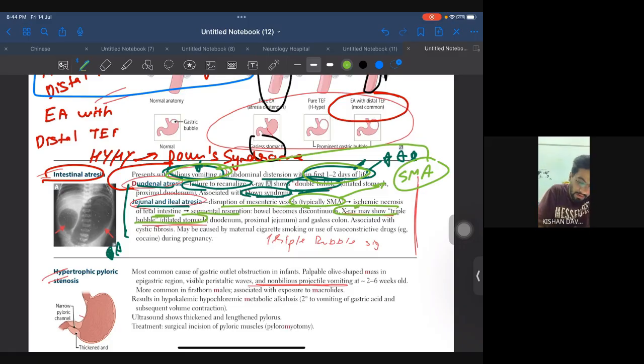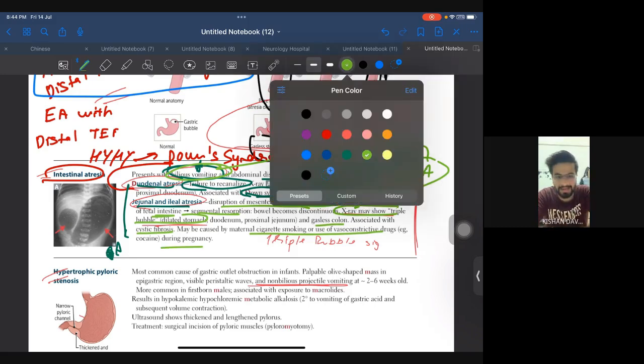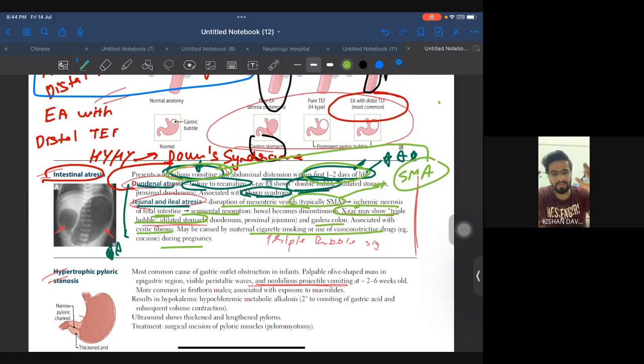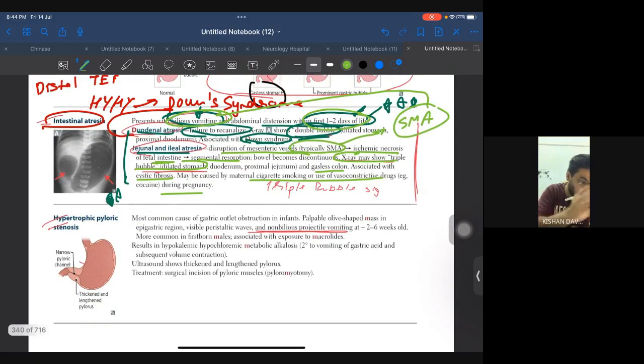And gasless colon associated with cystic fibrosis may be caused by maternal cigarette smoking. This is not necessary. So the 3 points you need to remember in intestinal atresia: bilious vomiting in the first 1 to 2 days of life. If it is duodenal, it has to be failure of recanalization, and if it is jejunal or ileal, it has to be because of some necrosis in the superior mesenteric artery. Double bubble in duodenal, triple bubble in jejunal ileal. Okay, that's it. Now coming to hypertrophic pyloric stenosis.